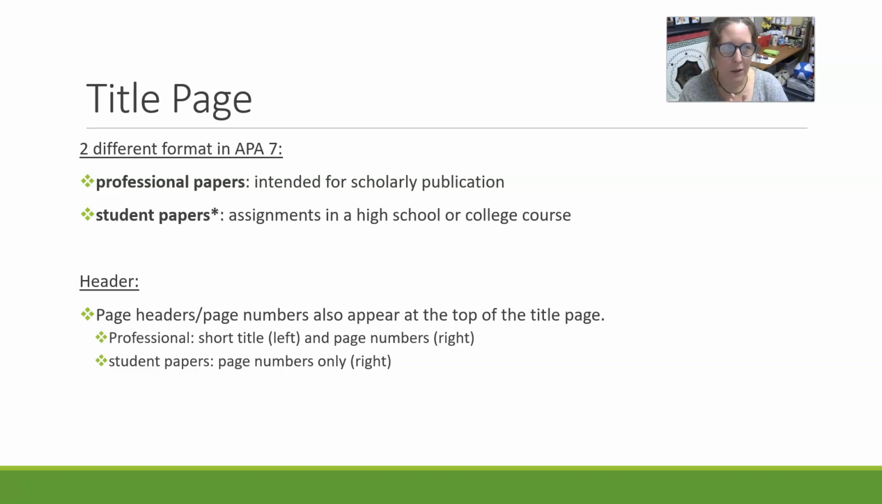As a reminder, you should have a header, which was addressed in the first video, and your page numbers or the header will appear at the top of the title page also. Now, in your professional paper, the header is slightly different than in your student paper. In a professional paper, you need the short version of your title to the left, and then the page numbers to the right. For student papers, you only need the page numbers flush right.